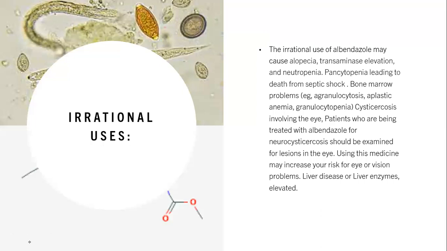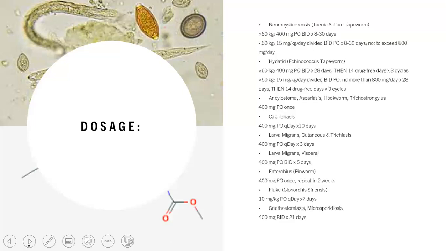What are the irrational uses of albendazole? Basically, the irrational uses are the overdose or underdose of a certain drug compared to what is provided by the FDA or WHO. The irrational uses of albendazole may cause alopecia, transaminase elevation, neutropenia, and pancytopenia that may lead to death from septic shock, bone marrow problems, and cystic involvement of the eye. It also increases liver enzymes, causes liver diseases, and patients who are treated with albendazole for neurocysticercosis should also be examined for lesions in the eye.